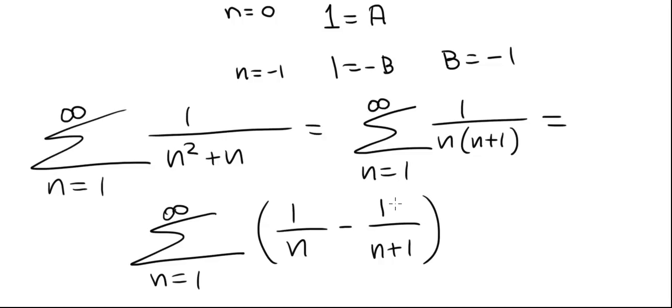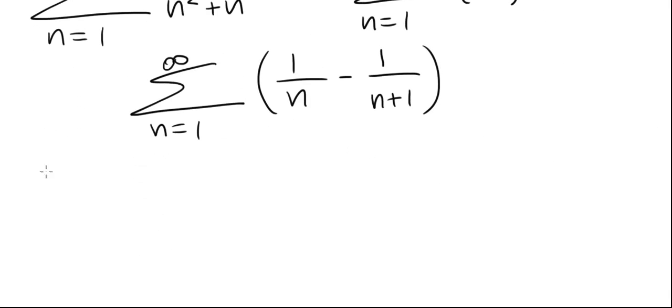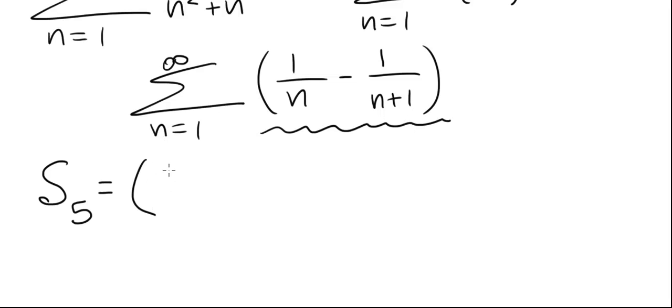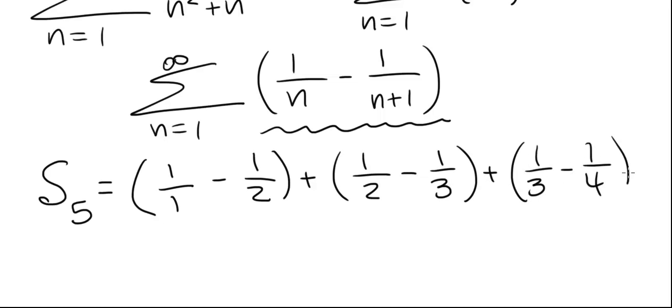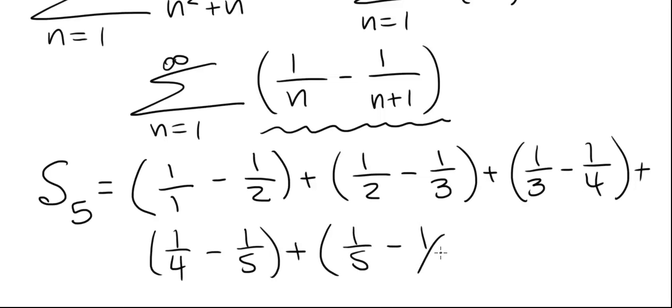So from here we can find a formula for Sn in terms of the last value, which is capital N. So let's look, for example, at S5. S5 is the sum of the first 5 terms of the series, and using this form of the series, it's very easy to simplify. So when n equals 1, we have 1 over 1 minus 1 over 2, plus 1 divided by 2 minus 1 over 3, plus 1 over 3 minus 1 over 4, plus 1 over 4 minus 1 over 5, and finally when n equals 5, we get 1 over 5 minus 1 over 6.